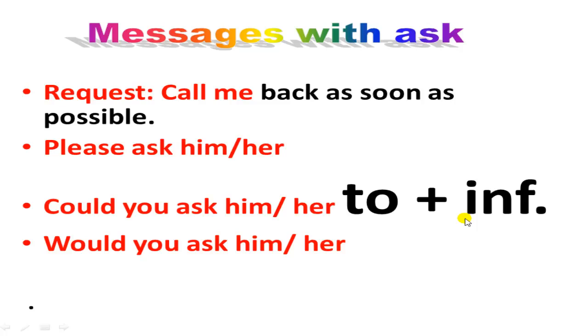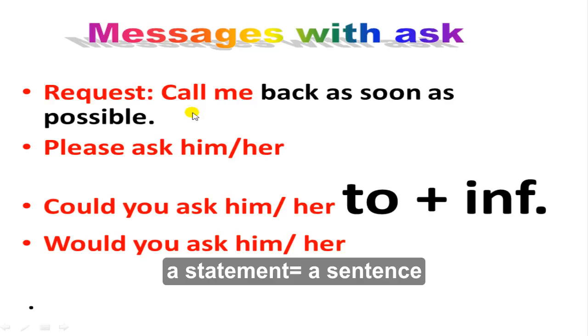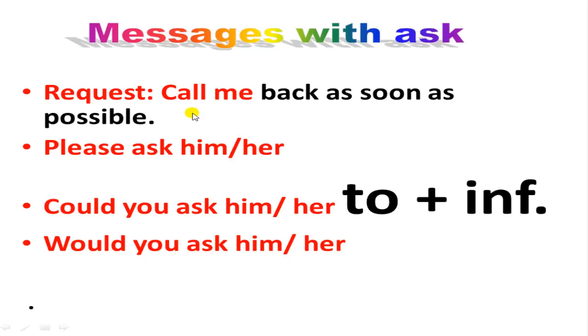How can we know whether this is a statement or a request? A statement has subject, verb, object, a sentence. But a request starts with a verb, like call me, stand up, sit down, pay the money. This is a request. Pay for me. Answer the phone. This is a request. A request starts with a verb. A statement is like a sentence: subject, verb, object. We use ask with a request, but we use tell with a statement, with a sentence.